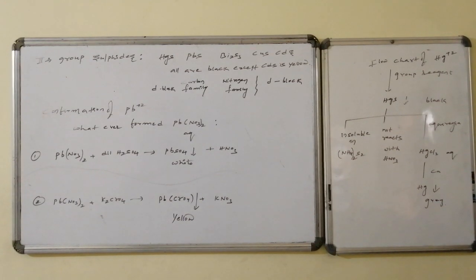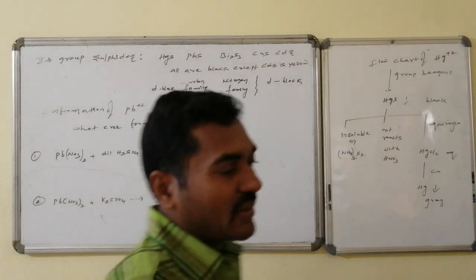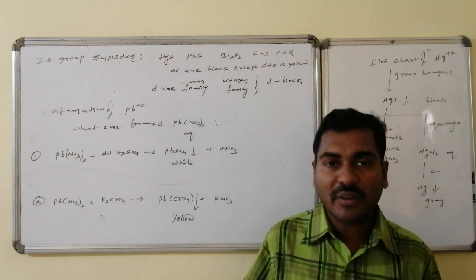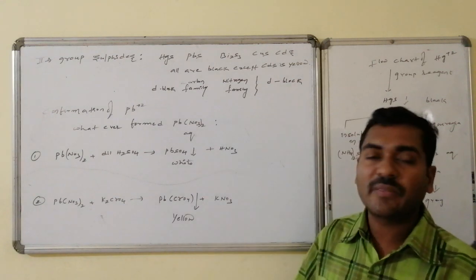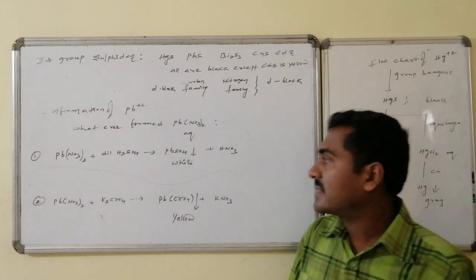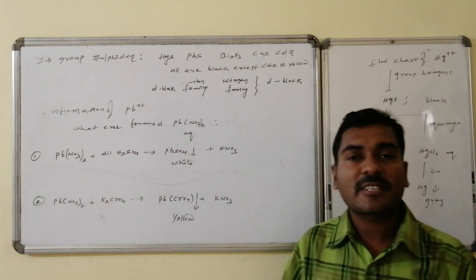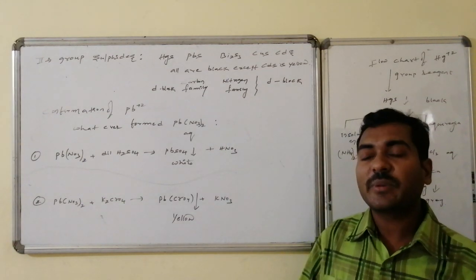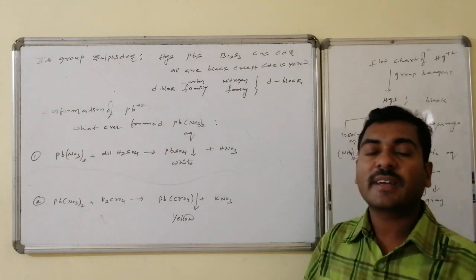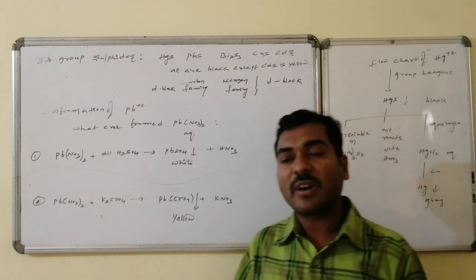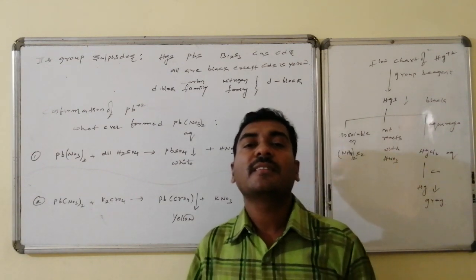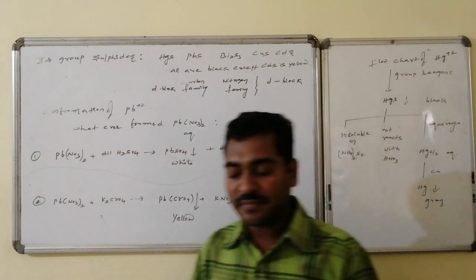Let us go for the next cation, that is lead 2 plus. The nitric acid reaction forms the lead nitrate aqueous solution. From that lead nitrate, reaction with dilute sulfuric acid forms a white precipitate of lead sulfate. The same lead nitrate aqueous solution on reaction with potassium chromate forms lead chromate, which is a yellow color precipitate. These two, the white color precipitate and the yellow color precipitate, confirm the presence of lead 2 plus cation in the salt mixture.